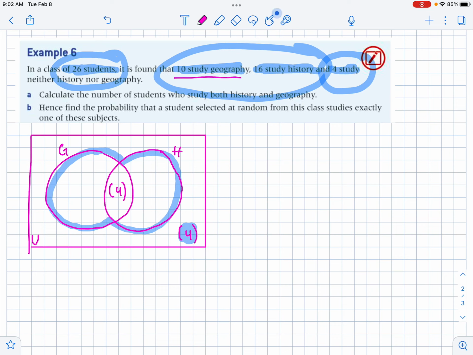So those 4 people are in these 10 people, and those 4 people are in these 16 people. Because if I just tried to put a 10 here and a 16 here, it's not going to add up correctly. There's going to be too many people in the class. So, of those 4 in the middle, 10 study geography. If you take 4 out of the 10, that means there's 6 people left for geography, and there's 12 people left for history. Now this is a completed Venn diagram.